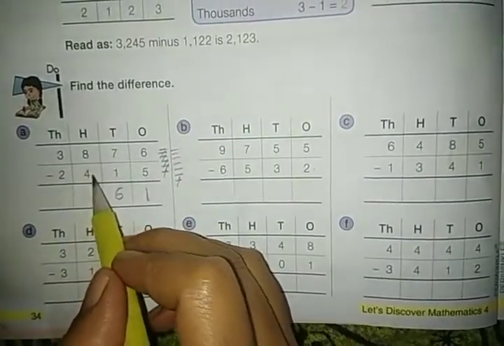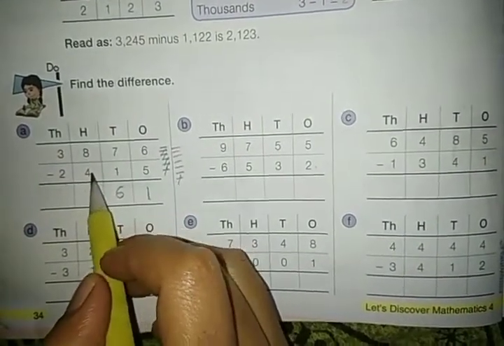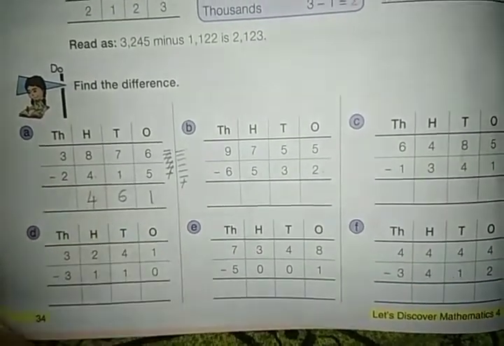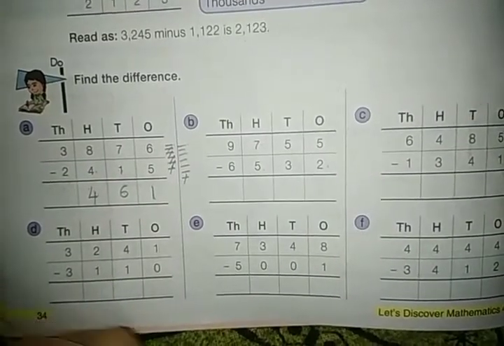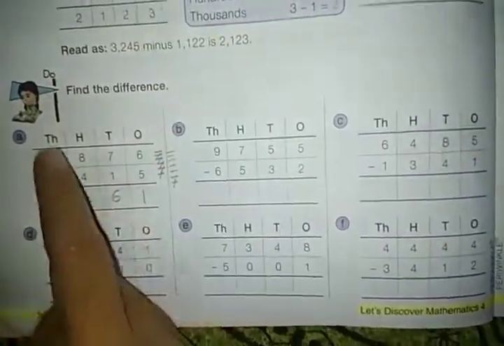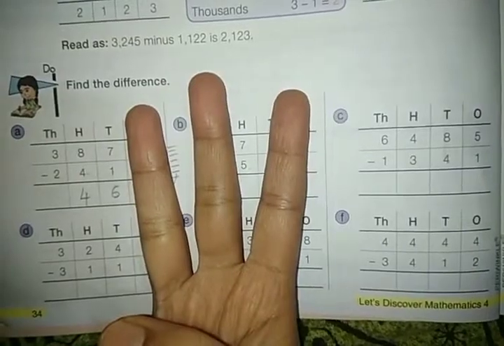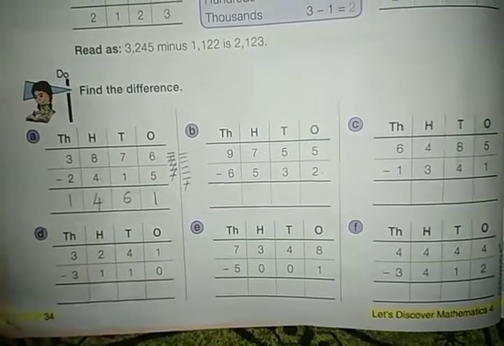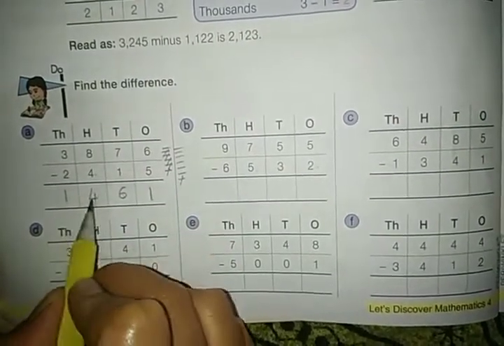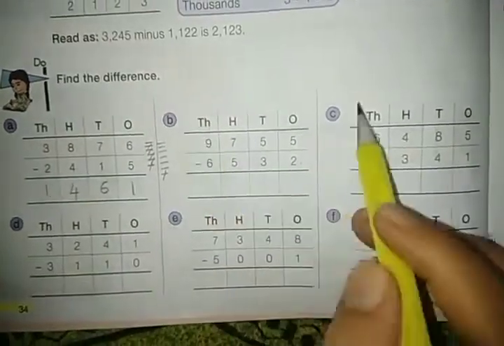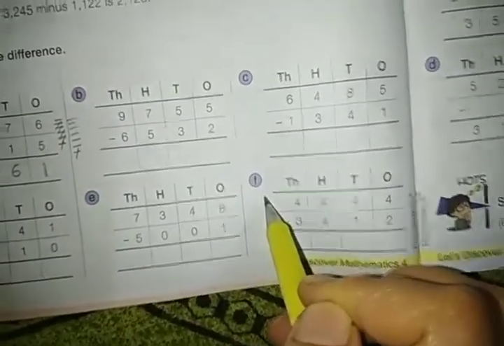Now 8 minus 4. Draw 8 lines. Cancel 4 lines from that. When you cancel 4 lines from 8, you will get the answer as 4. You can use your fingers also to subtract. 3 minus 2. You can use the fingers like this. Now they have given 3. Cancel 2 from this. 1, 2. How many are left? 1. So write here 1. So the answer is 1461. Now the remaining B, C, D, E, F you will solve.